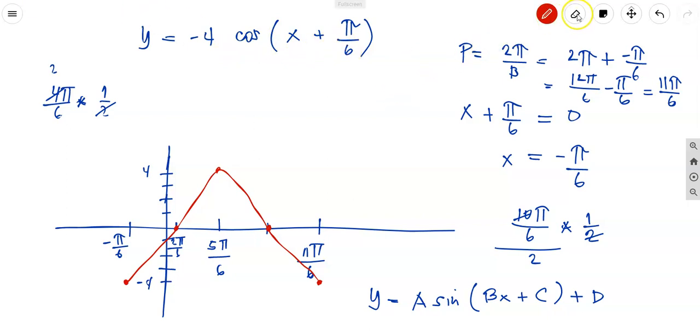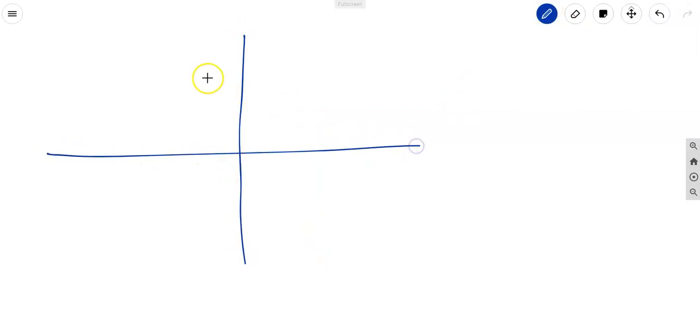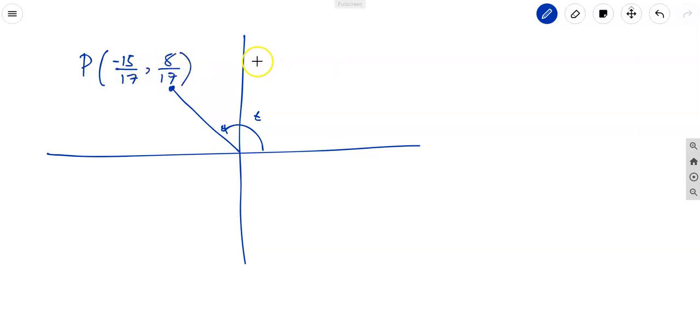Okay, next we will try to find the 6 trigonometric functions. So given that it's in the second quadrant, you will have here, and this one is our theta, which is the value of t, and this point P is equal to -15 over 17, and 8 over 17. So how will we find the sine, cosine, tangent? Here this one is x, this one is already the part of cosine, this one is already sine.